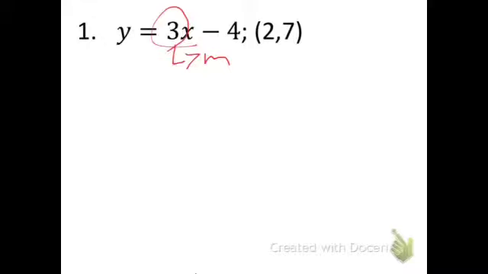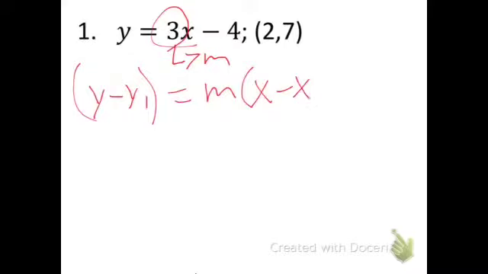And on each of these, we're going to use our point slope form, which looks like this. y minus y1 equals m times x minus x1. And we're going to use this form on every single problem in this assignment. The x1 and y1 is referring to the coordinates of the point. This m corresponds to the slope we're interested in.